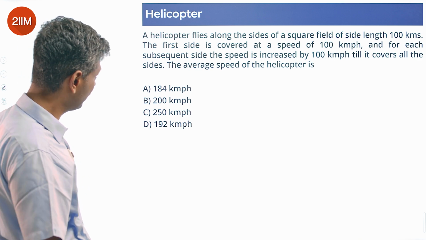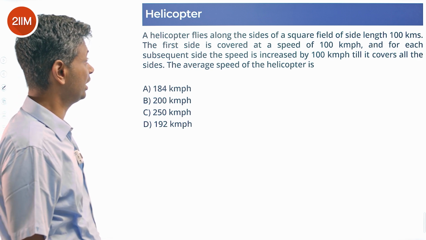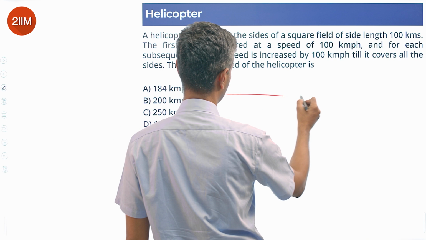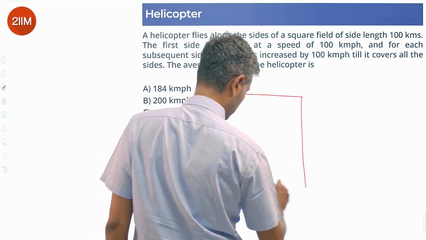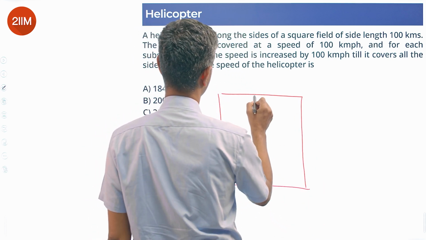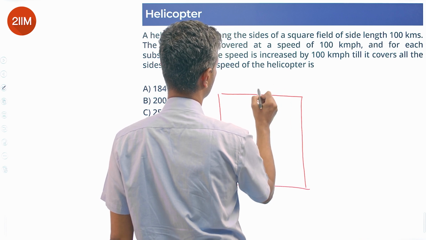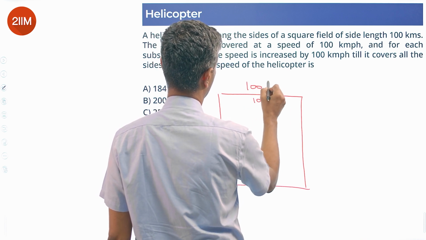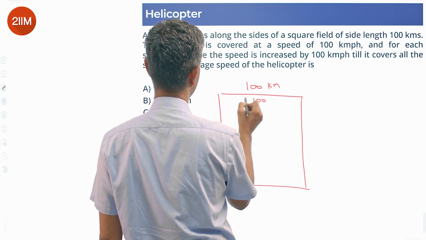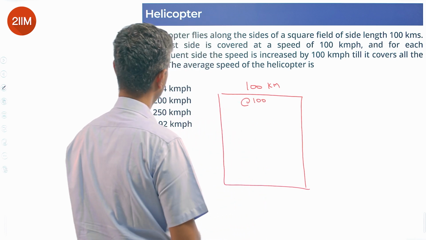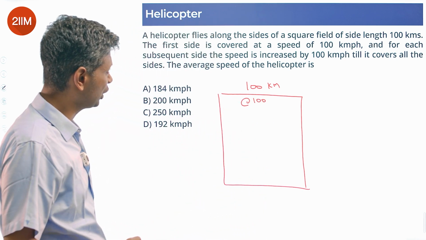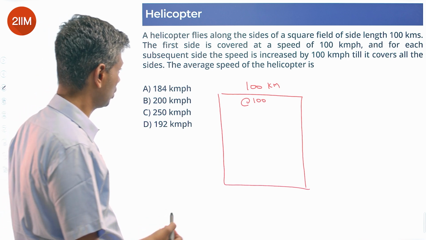A helicopter flies along the sides of a square field of side 100 kilometers. Each side is 100 kilometers. The first side is covered at a speed of 100 kilometers per hour. For each subsequent side, the speed is increased by 100 kilometers per hour till it covers all the sides.